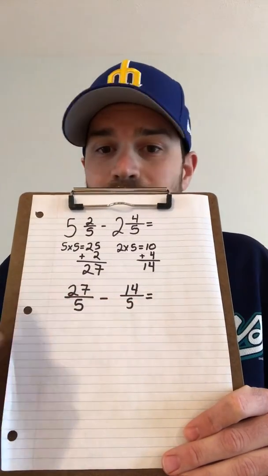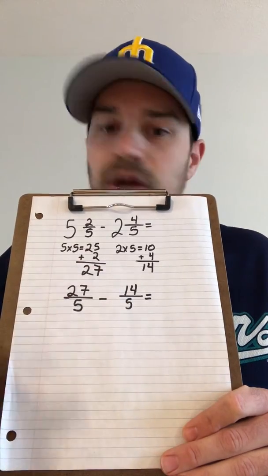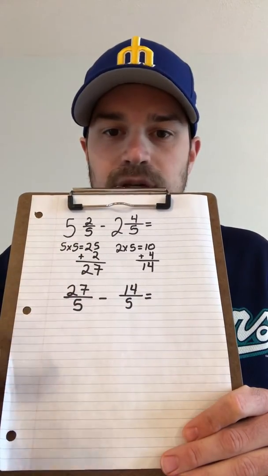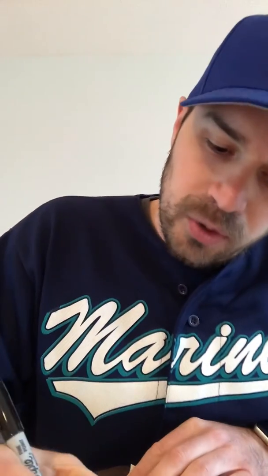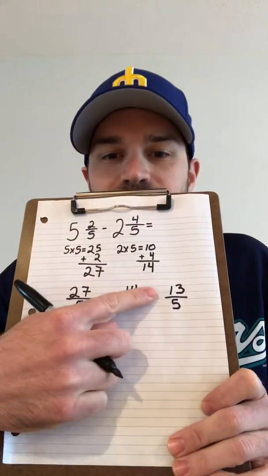So now we can subtract like we've always done. The denominators are the same. We don't need to change anything. We never subtract denominators, but we always subtract numerators. So now we're going to do 27 minus 14. I'm just writing down the denominator. It stays the number 5. 27 minus 14 gives you 13. Okay? So our answer is now 13/5.